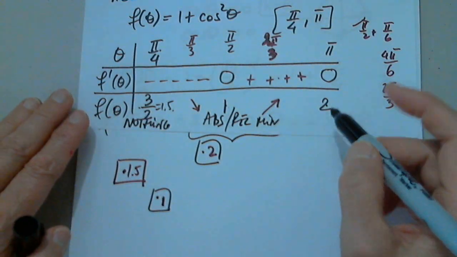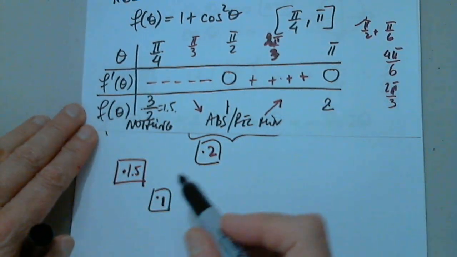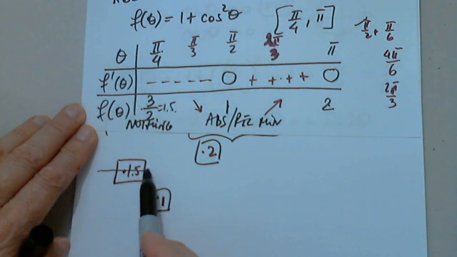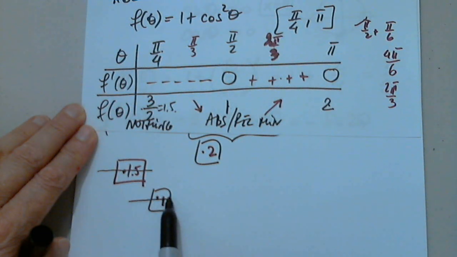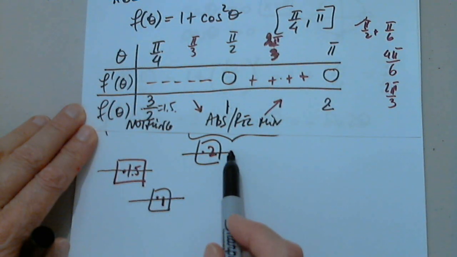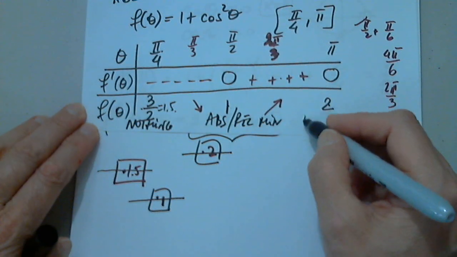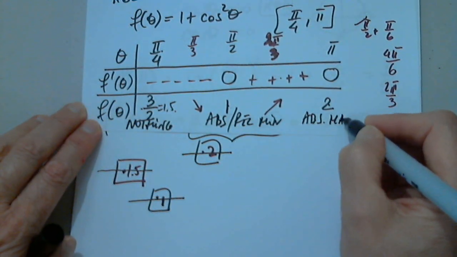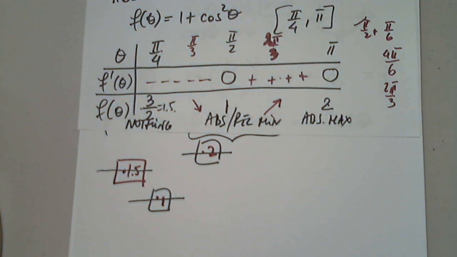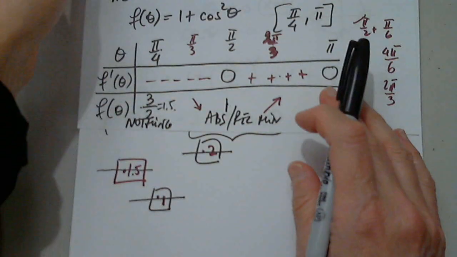It's nothing again. An absolute max. Yes. So this is the height of 1.5. This is the height of 1. And this is the height of 2. It is the absolute maximum. Again, can it be a relative maximum? No. No, because it's at the end point of the interval.